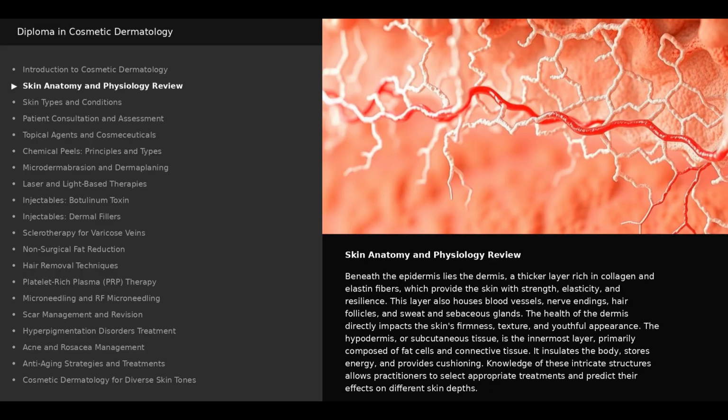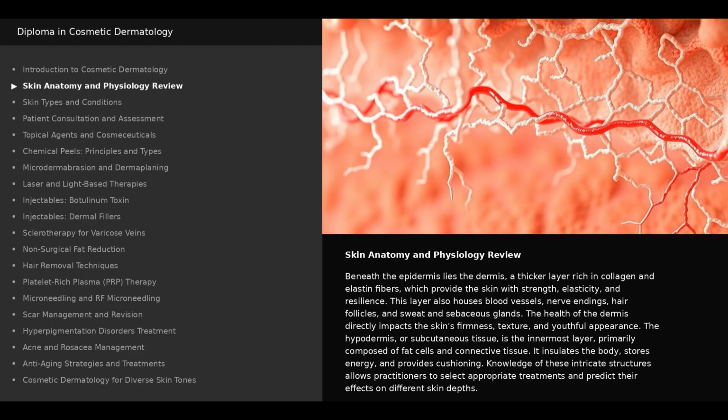Beneath the epidermis lies the dermis, a thicker layer rich in collagen and elastin fibers, which provide the skin with strength, elasticity, and resilience. This layer also houses blood vessels, nerve endings, hair follicles, and sweat and sebaceous glands. The health of the dermis directly impacts the skin's firmness, texture, and youthful appearance.